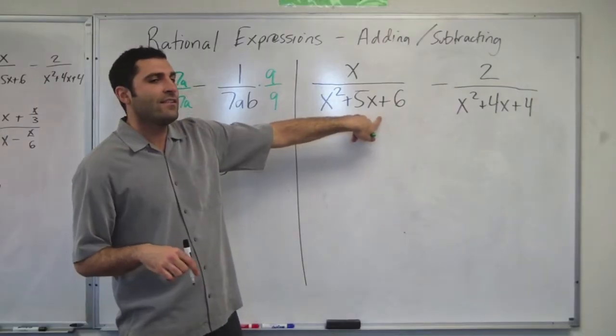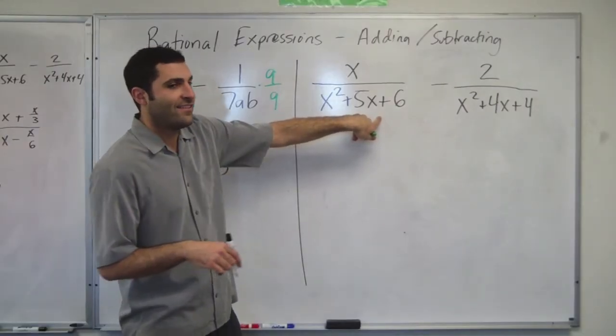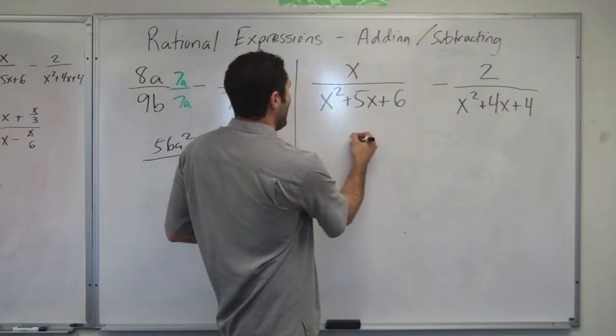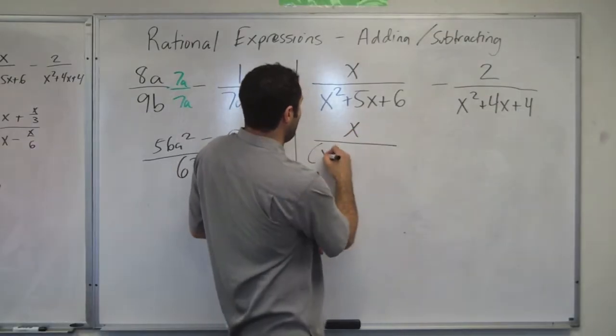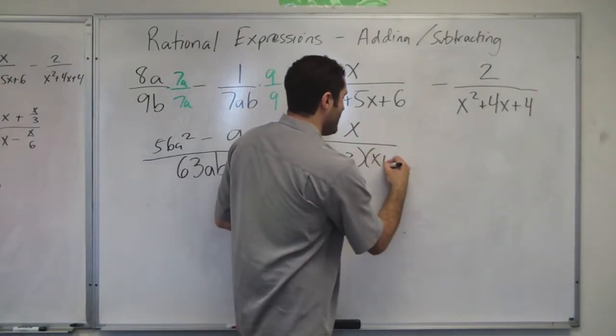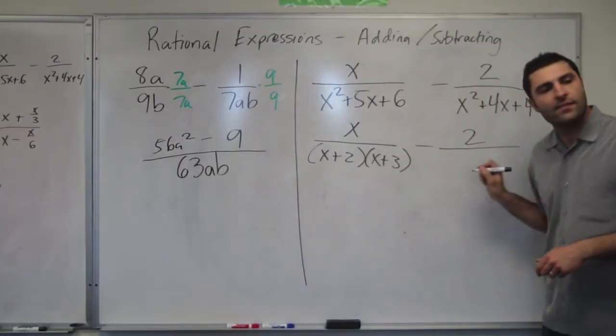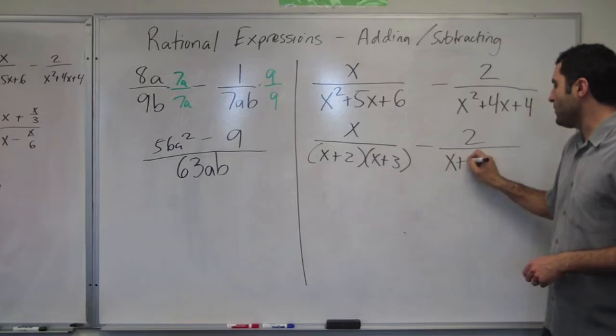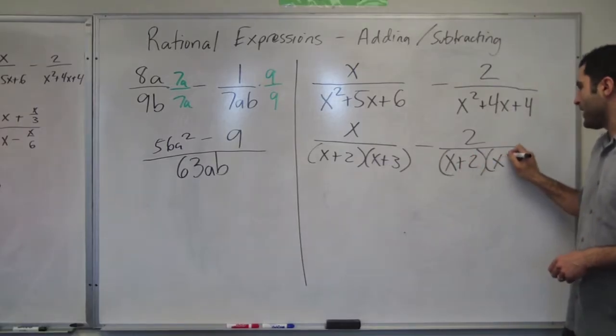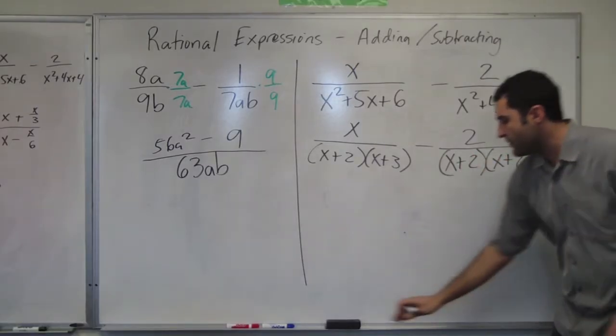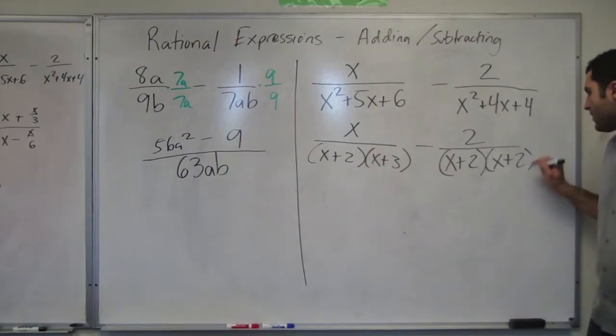Does this factor? What do you got? X plus 2, X plus 3. Is that what you're gonna say? Cool. I saw it in your eyes. X over X plus 2, X plus 3. This one's a bit easier. Minus 2 over what? X plus 2. And I'll just write it twice so it's more clear.